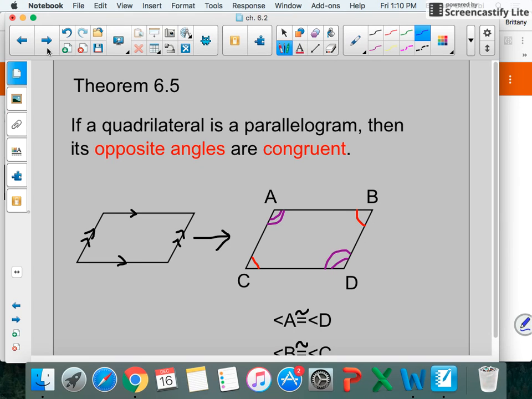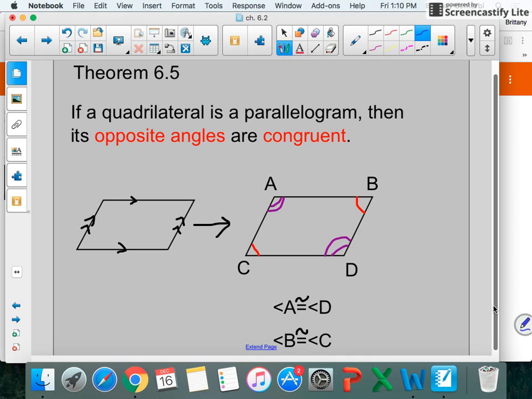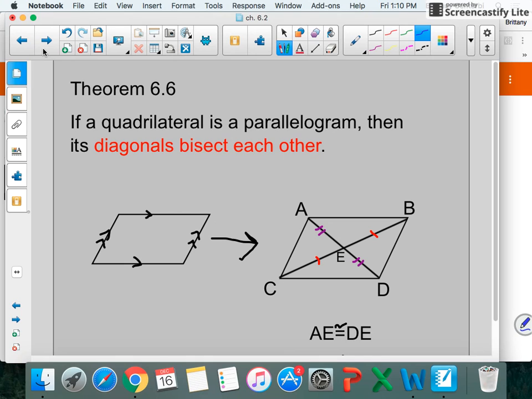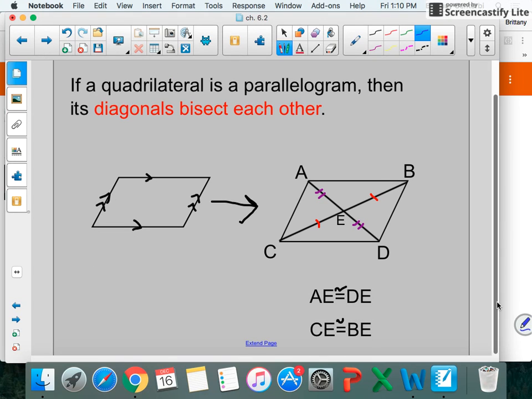And then the next one is if you're given a parallelogram, then the opposite angles are congruent. So angle A and angle D are congruent, as well as angle B and angle C are congruent. And again, if you're given a parallelogram, then the diagonals bisect each other. So remember, bisect means they cut each other in half. So they'll cross here in the middle at point E, and then they'll be cut in half. So then you get AE is going to be congruent to DE, and CE will be congruent to BE.